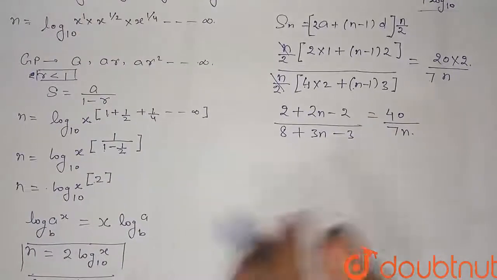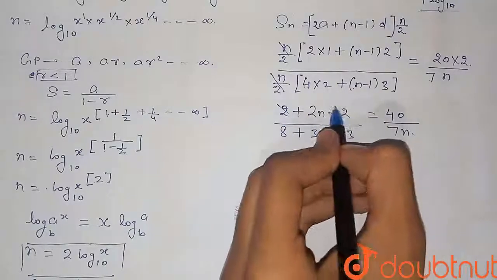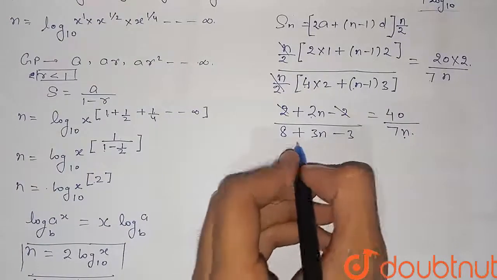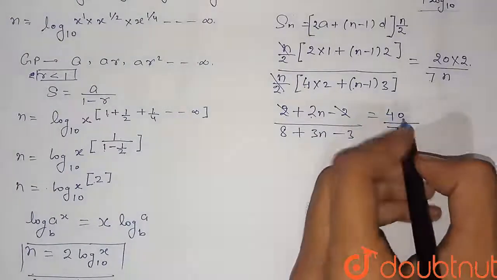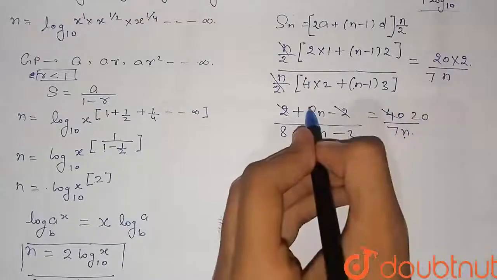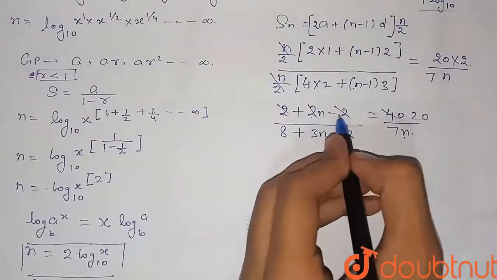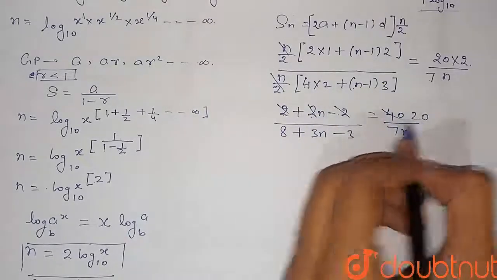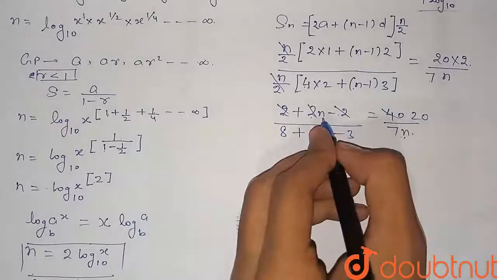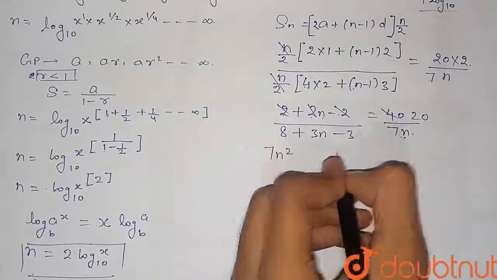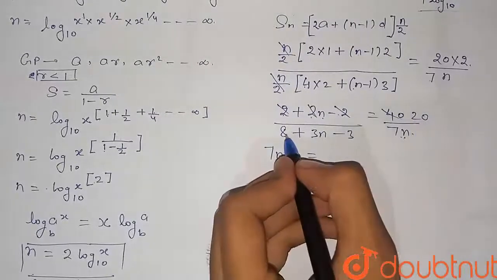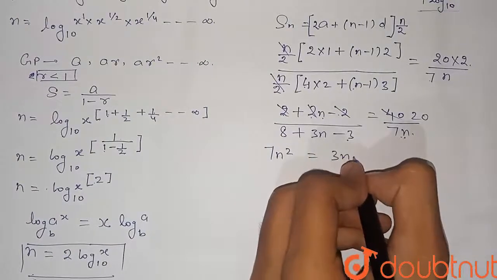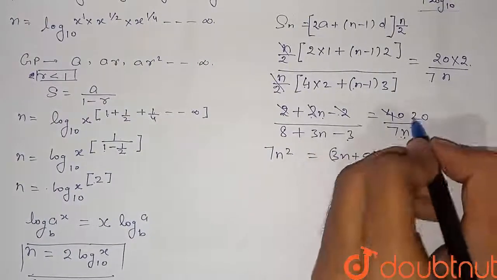Here if we further simplify this, this 2 will be cancelled out with this 2, 7n into this 2n, so it will be 14n square. If we cancel this 2 with this 40 also, we can write here 20, and this 2 will be cancelled out because these 2 are already cancelled. So the remaining term is only 2n, and 2 can be further cancelled out with this 40. So here we get 7n into n only, so it will be 7n square, that is equal to 20 into this 8 minus 3, so it will be 5. So here we get 3n plus 5, so 3n plus 5 multiplied by this 20.